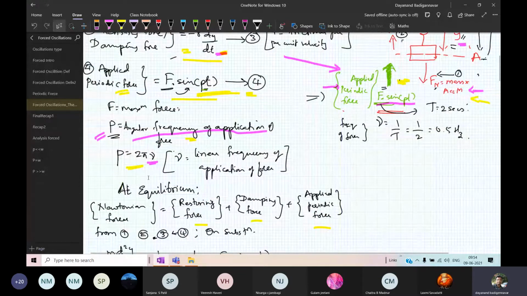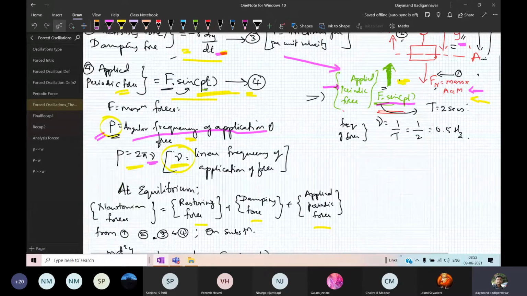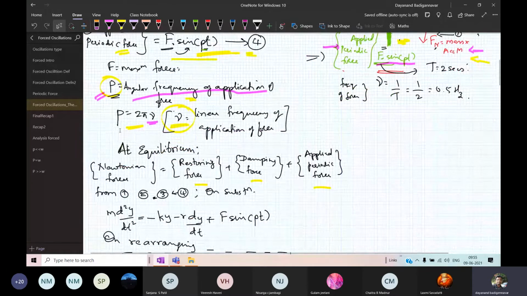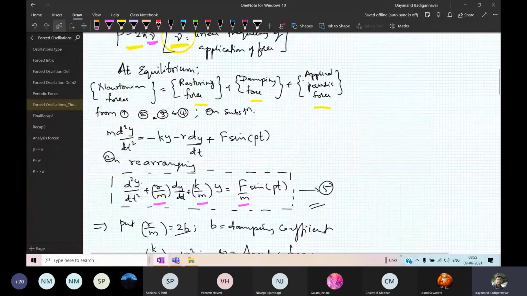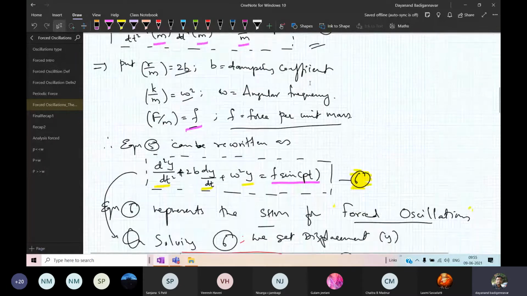Mu is the same thing. This is also the frequency of application of the force. You are applying the force at frequency mu, or at frequency p. Here p is only the angular frequency. Now at equilibrium, you write the Newtonian force as the sum of restoring force, damping force plus applied force. Rearrange it to get the equation for SHM.